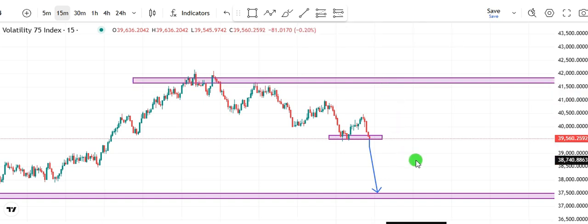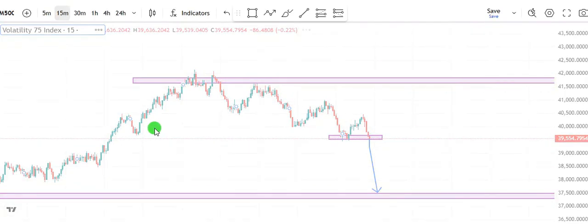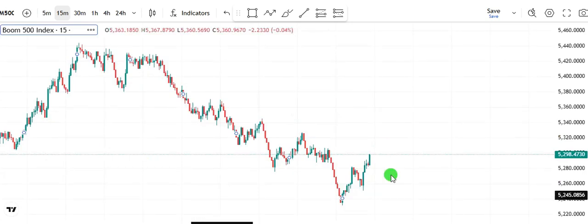Alright, so that's it for VIX75. So let's go to the next one, which is the Boom index, and of course, starting with Boom 500.